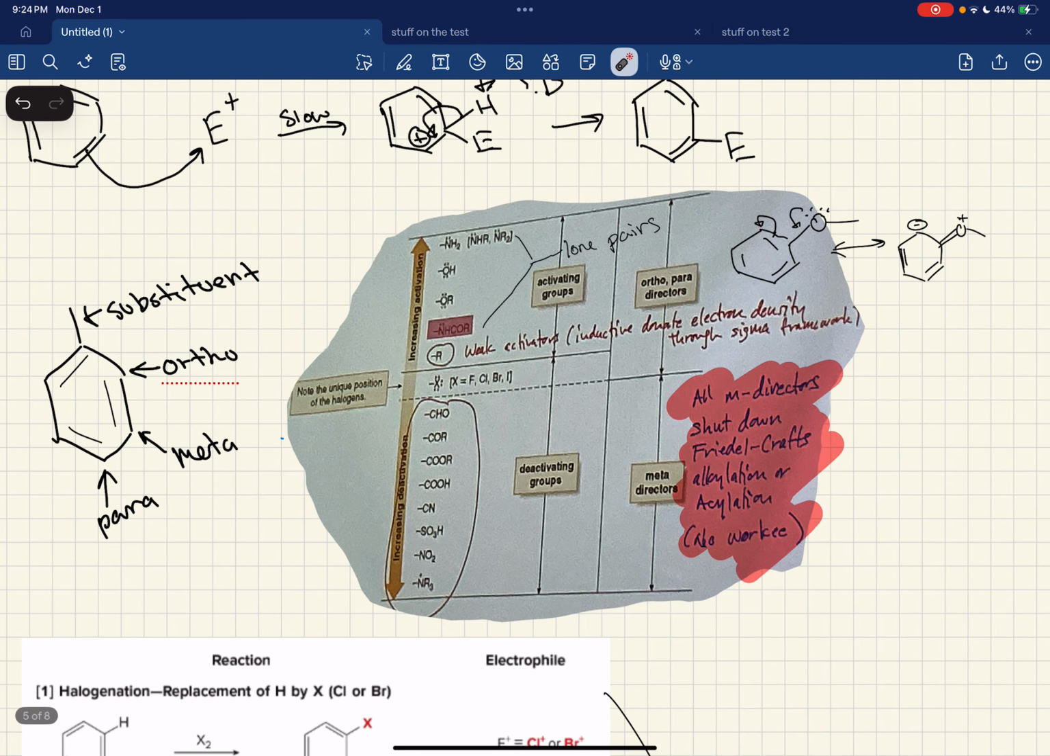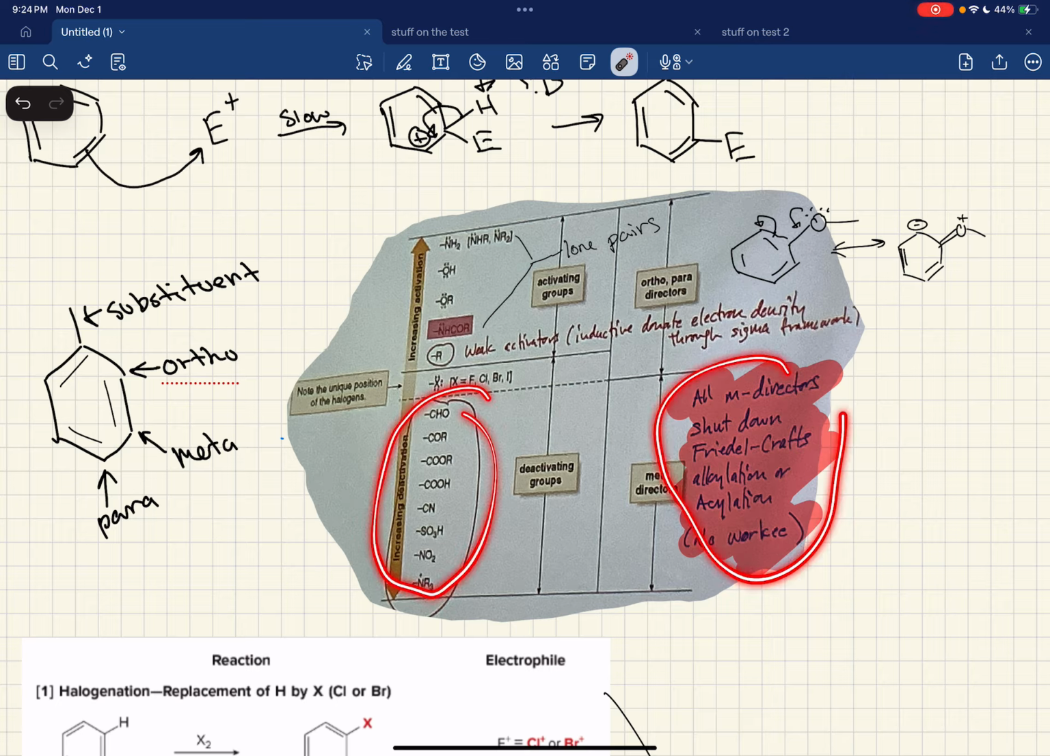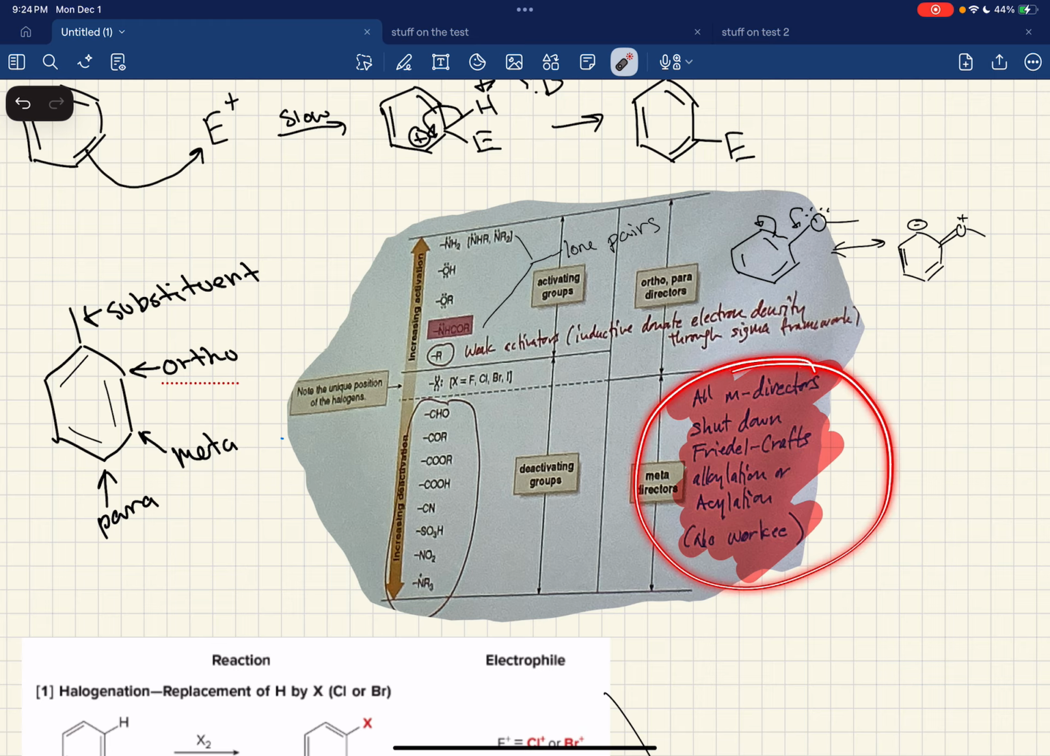And then all M directors, something that you guys don't really need to know is this. All meta-directors will shut down the Friedel-Crafts alkylation or acylation. You don't really need to know that because she never really talked about it. But this will be important to know probably for the final. Not super crucial, but just remember that if it's a withdrawing group, the alkylation and acylation won't happen. And we'll get to what those are in just a second.